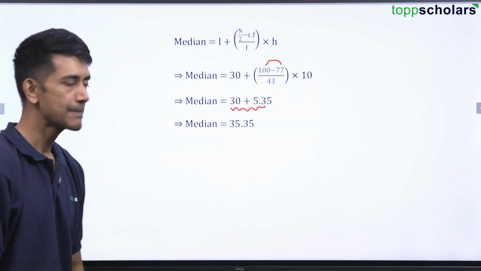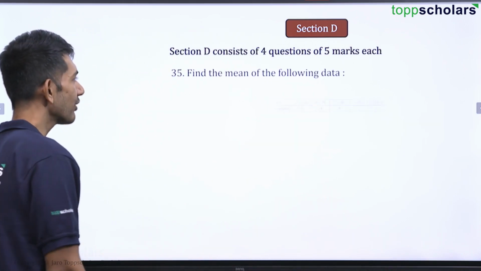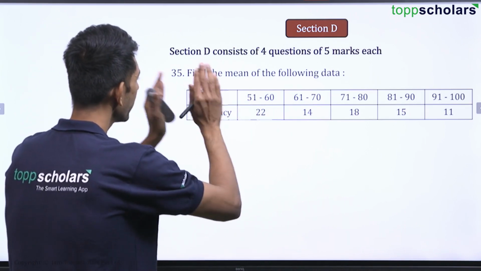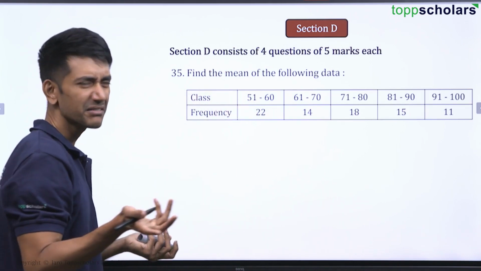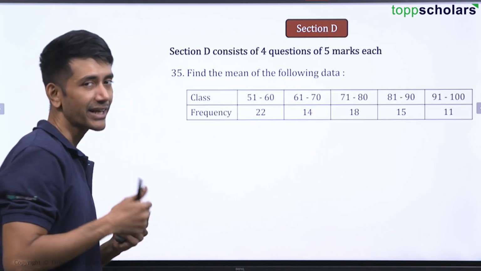Right? Now let's have a look at a new question from your section D. Find the mean of the following data. We just have to find the mean of the following data. It's a very simple question. But if you see very carefully, it is not that straightforward.